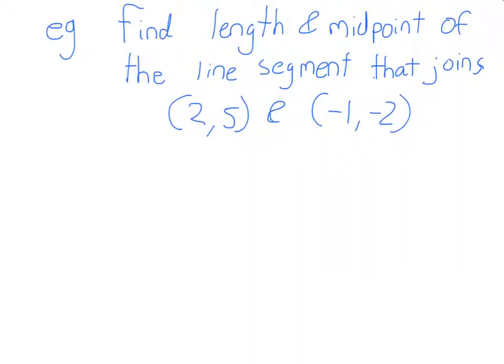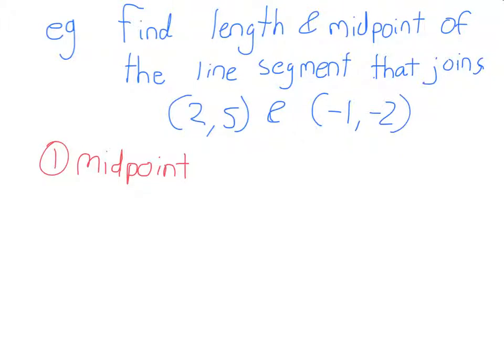Okay, so the last example I'll do, find the length and midpoint of the line segment that joins (2, 5) and (-1, -2). So notice here that you have 2 points. I don't actually even need to draw the line segment to find the length and the midpoint. I know, amazing, right? I can actually just use these 2 points exactly the same way I did before. So first off, I'll do the midpoint.